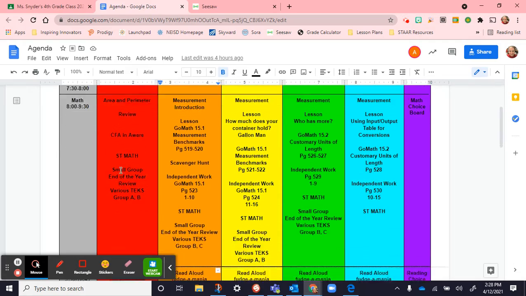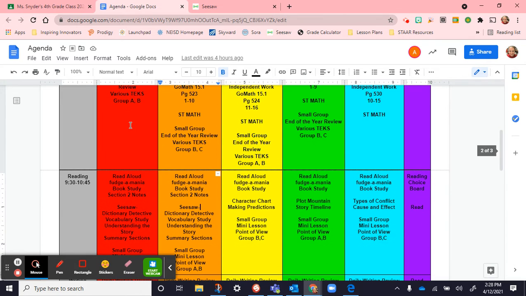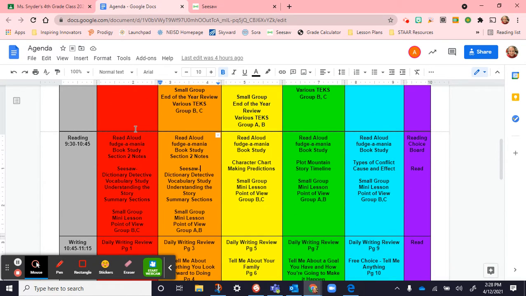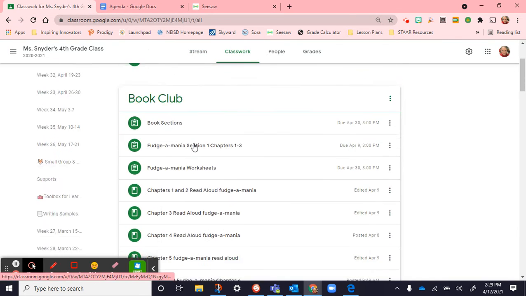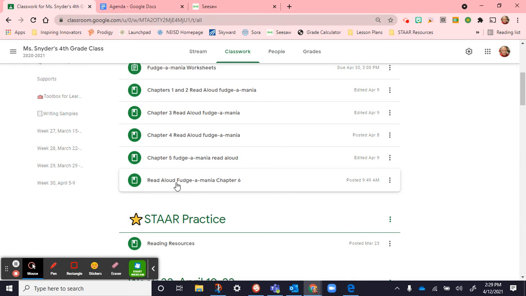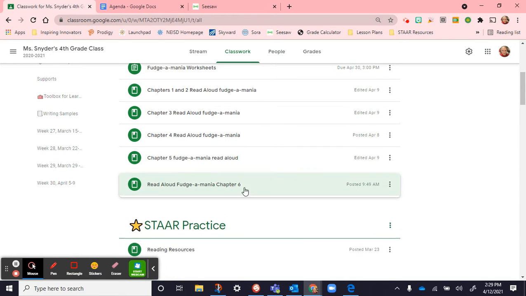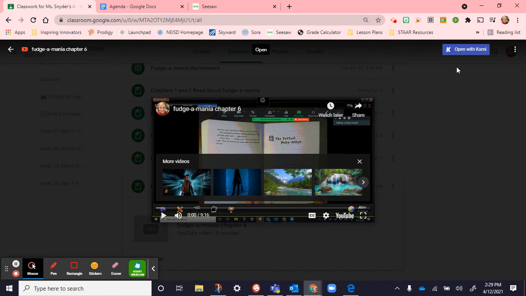Then we worked on ST Math, and we did some reading next. We read in our book, chapter 6 in our Fudgemania book. The recording for that is under classwork. If you go down to book club, read aloud Fudgemania chapter 6, you can find the recording here. If you click on this link, it'll play me reading that.